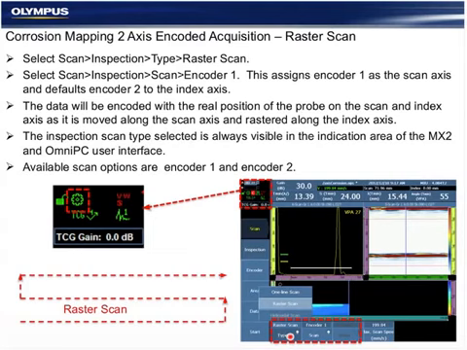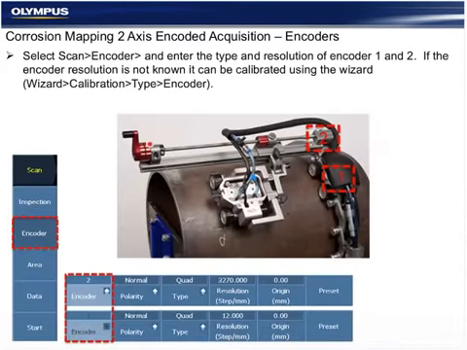Anytime the raster scan is selected, it's necessary to populate both encoder and encoder 1 for their relative resolutions and encoder preset positions.